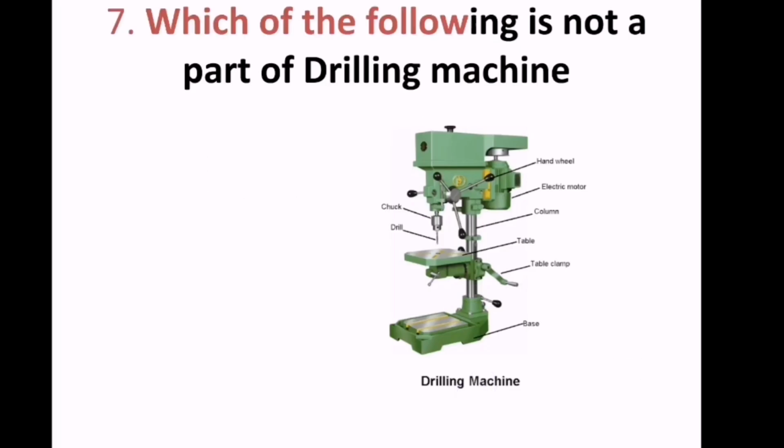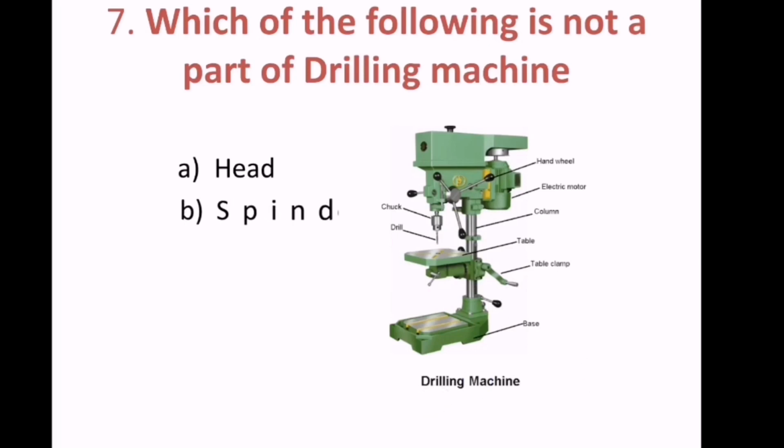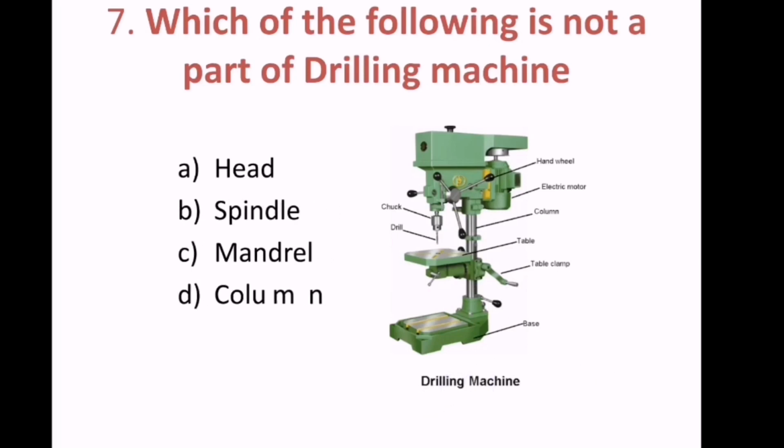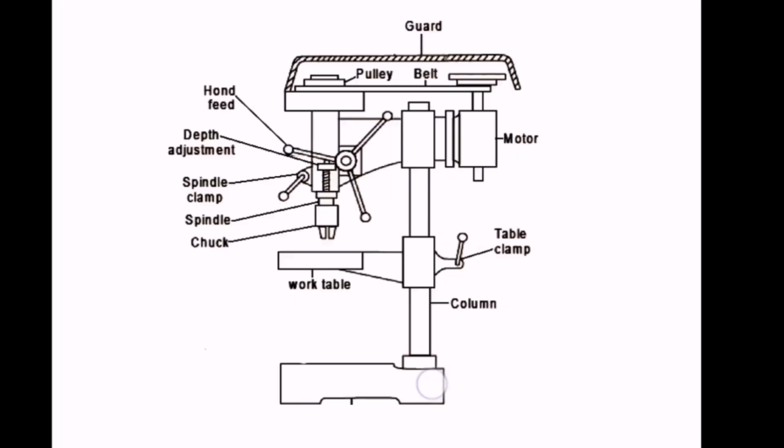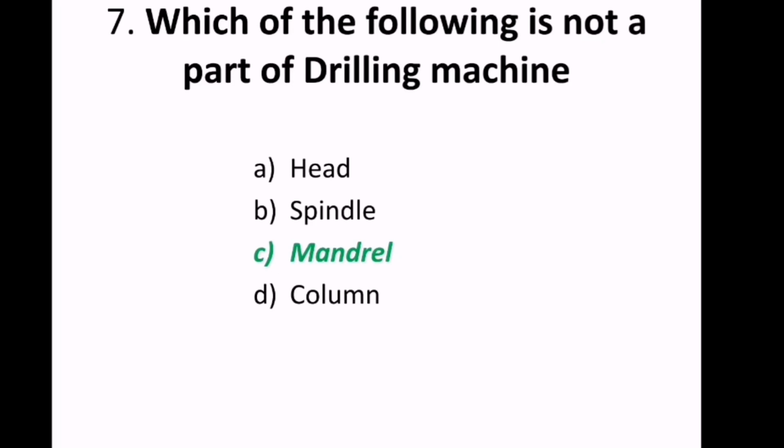Seventh question reads, which of the following is not a part of a drilling machine? Head, spindle, mandrel and column. Out of the given options, which is not a part of a drilling machine? These are the parts of the drilling machine. Here mandrel is not there in the list. Hence the correct answer is C, mandrel. Mandrel is not a part of the drilling machine.